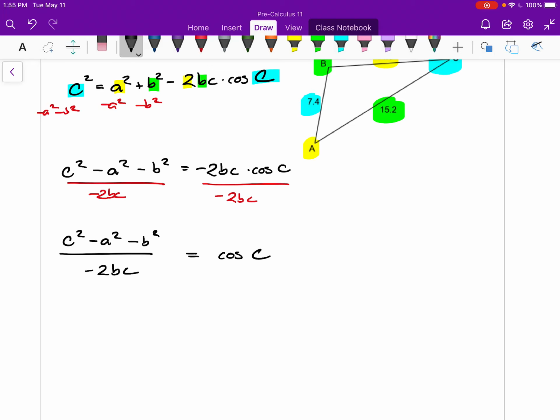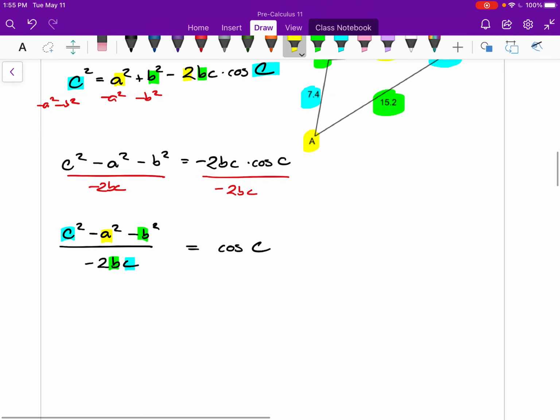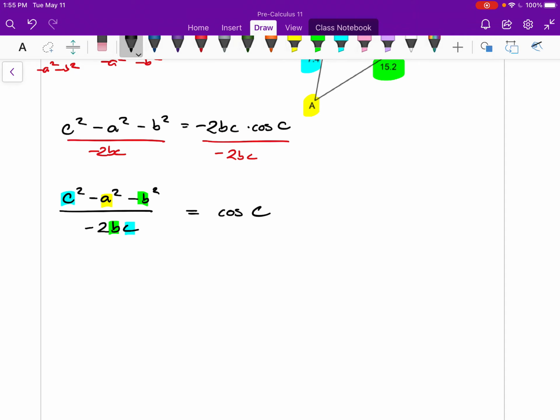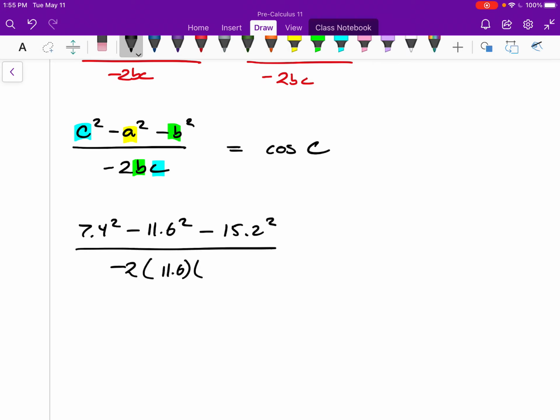That's it. There are other ways I could have rearranged this. For example, if you look on this side, there are a lot of negatives there. I could multiply the top and bottom by -1, which would come up with an equivalent expression with a lot fewer negatives, but I don't really care. I'm not afraid of negatives. And so in this case, I'm going to substitute all my A's, B's, and C's next. And so I should get 7.4 squared minus 11.6 squared minus 15.2 squared all over minus 2 times 11.6 times 15.2.